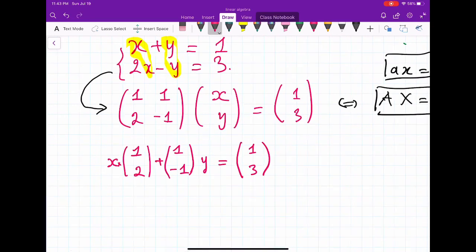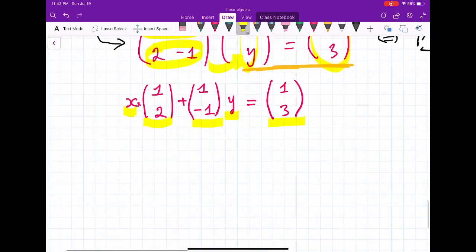We wrote this system from the point of view of matrix multiplication. We took the row in here and multiplied it with this column, and then the second row with this column, right? And that's what we have. But now you take some number x, multiply it with some vector, and the number y multiplied with this vector, and you have another vector.